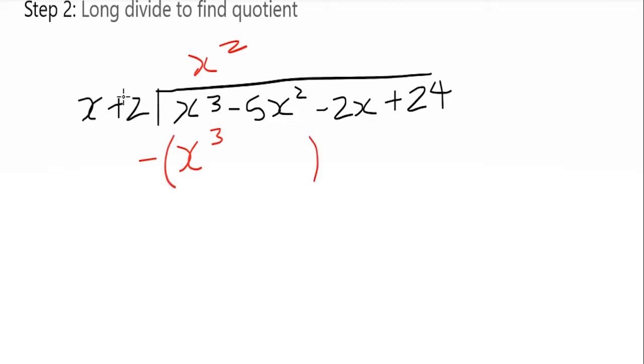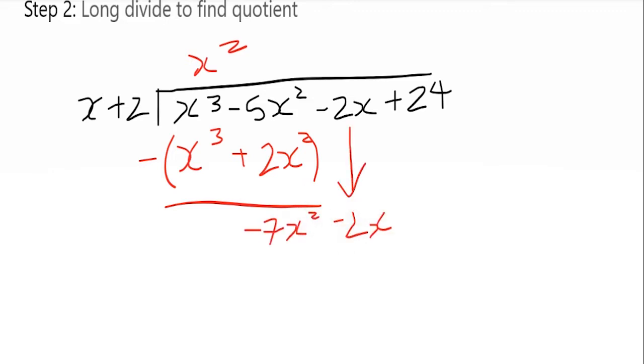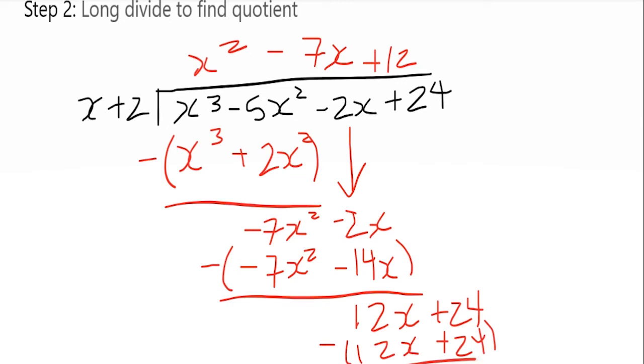So x times x squared gives you x cubed. You want to get rid of those variables, that's why we're doing that. And then you do 2 times x squared, so you have plus 2x squared. You have minus 5x squared minus 2x squared, so negative 7x squared. You bring that down, minus 2x. I'll probably speed this up, so I'm going to speed it up right now. All right, so that's your long division. Now understand that you'll always be left with a remainder of 0. Why? Because x plus 2 is a factor of this function. Anytime you have a factor, you never have a remainder, right? It makes sense.